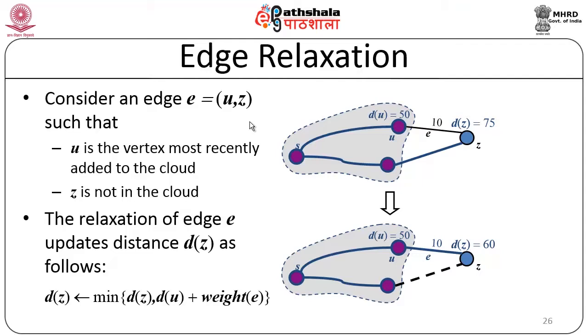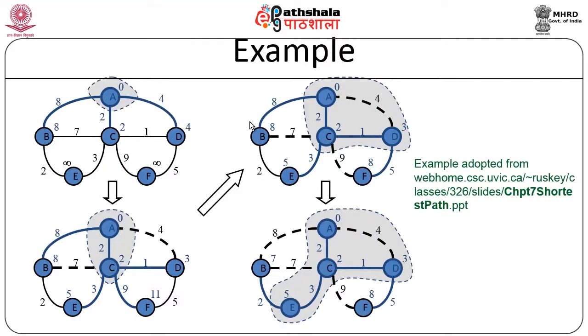dz is the minimum of dz and du plus e. So, du plus e is 60, and dz, in some step, had been calculated as 75. Now, because of the edge from the lower edge, dz has become 60. So, that is the edge we have to consider and the other edge is removed. So, this is the edge relaxation.